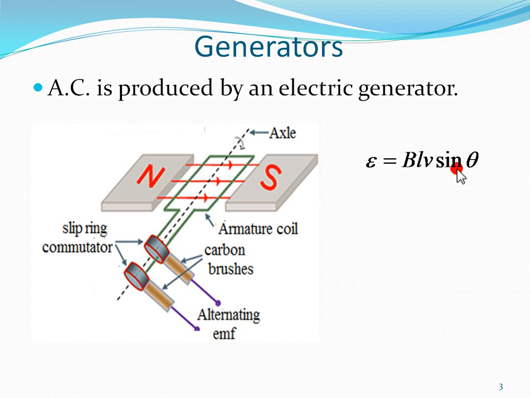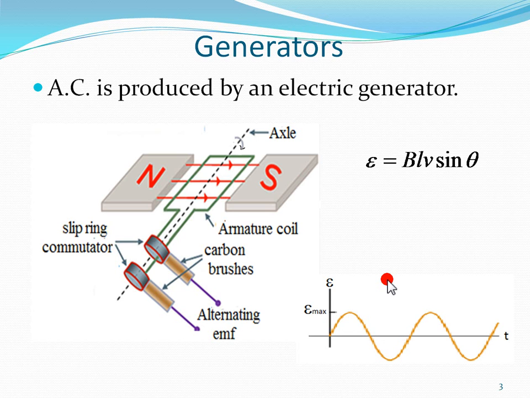So depending on the angle theta between the B and V, the E can have a maximum value, it can also have a minimum value, or it can also have maximum value in opposite direction. That is decided by the angle formed between the B and the V. So the EMF produced by an AC generator will have this shape. It varies sinusoidally with time. It will have maximum value, zero value, maximum on the opposite side, zero value, minimum, and maximum, and so forth.